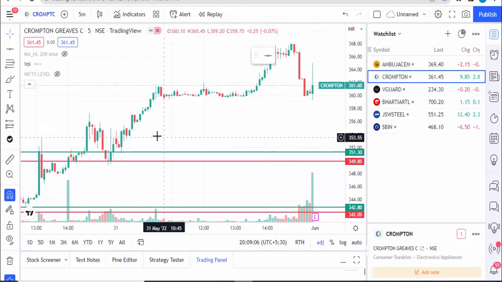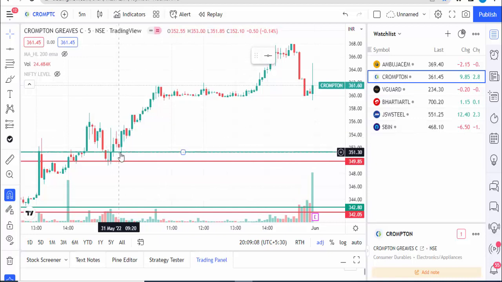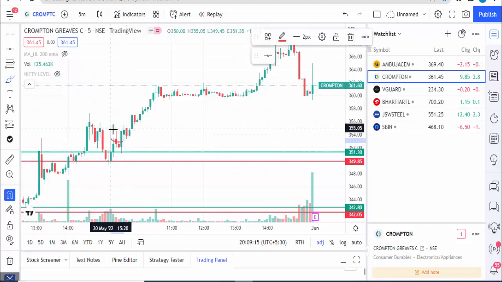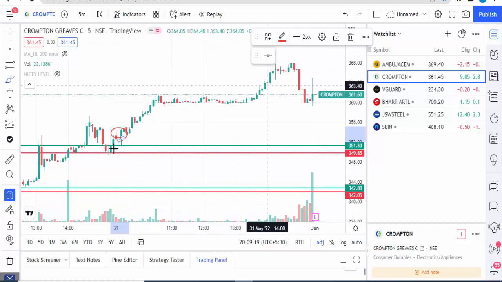The next one is Crompton. In Crompton, you can see the market opened here and touched the exit line, and a bullish candle closed. So here, this is the buy call. From here, it's going up. You can see here, it touched our order flow level and it's going up.